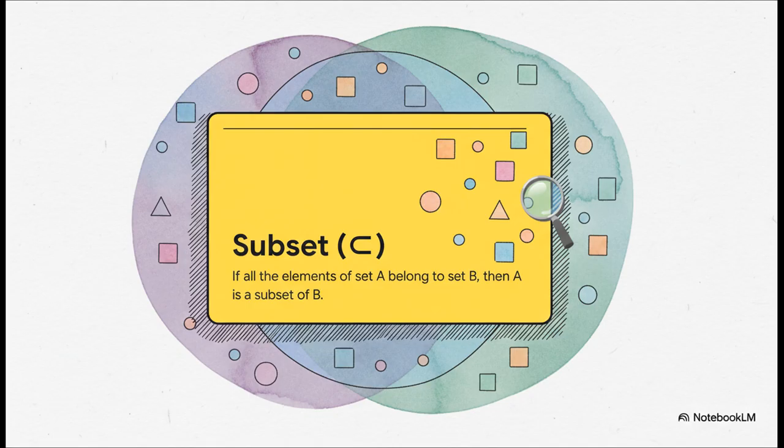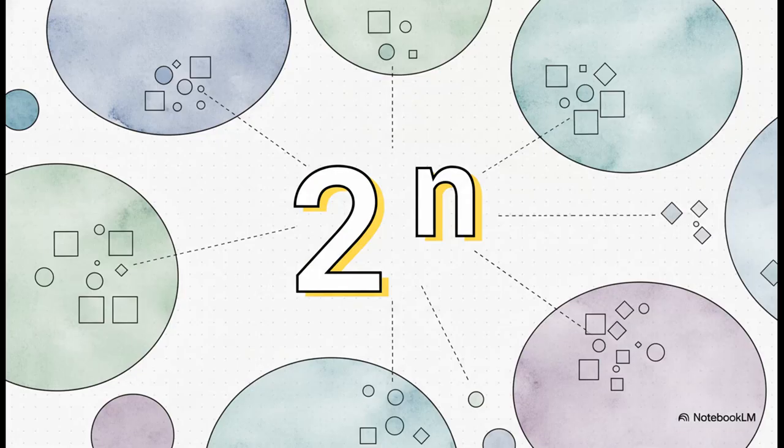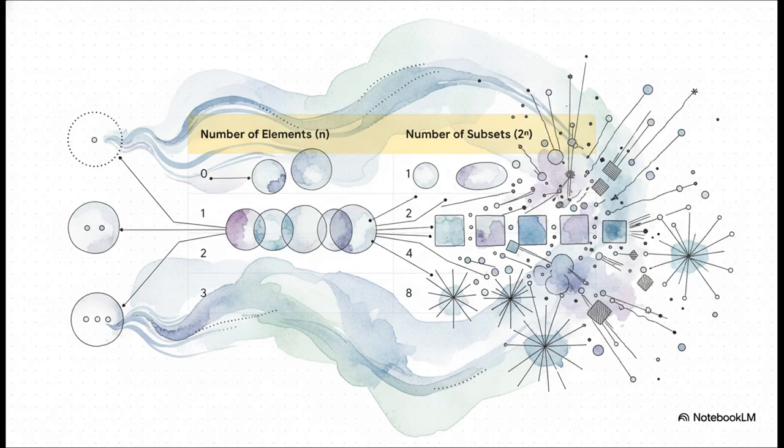And here's where my mind gets a little blown. If you want to figure out exactly how many different subsets you can possibly make from a set, there's this elegant, simple formula. 2 to the power of n. That's it. And n is just the number of elements you started with. Just look at how this plays out. If you have a set with nothing in it, the empty set, you can still make one subset, the empty set itself. Okay, now a set with just one element, you can make 2 subsets.